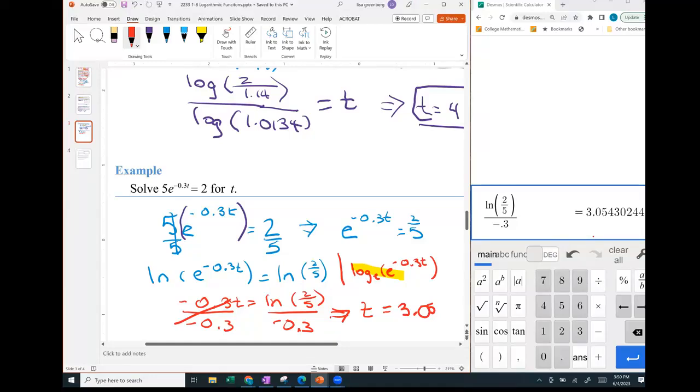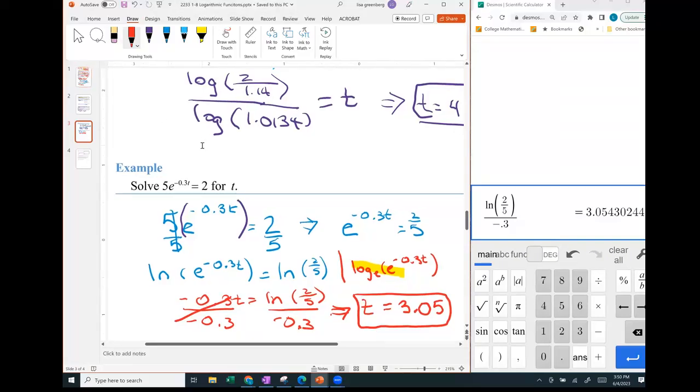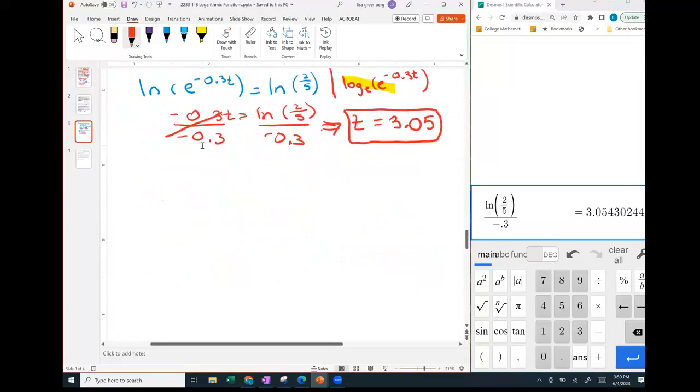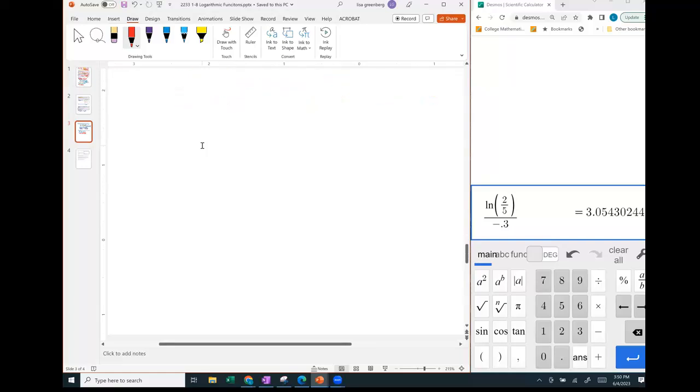Let's stop there. 3.05. That's how I solve for t. I don't really know what this equation represents. It doesn't matter. But if someone gives it to me, I can solve it for t.